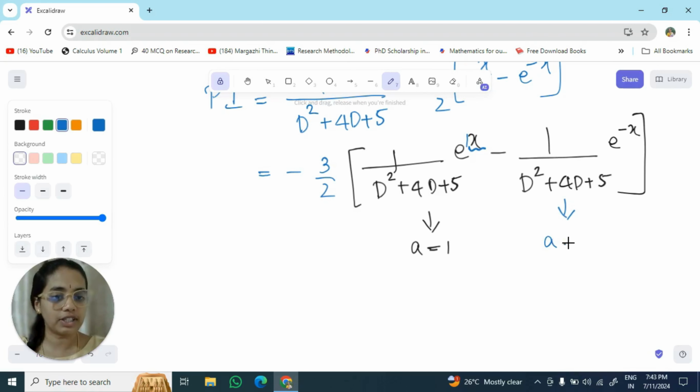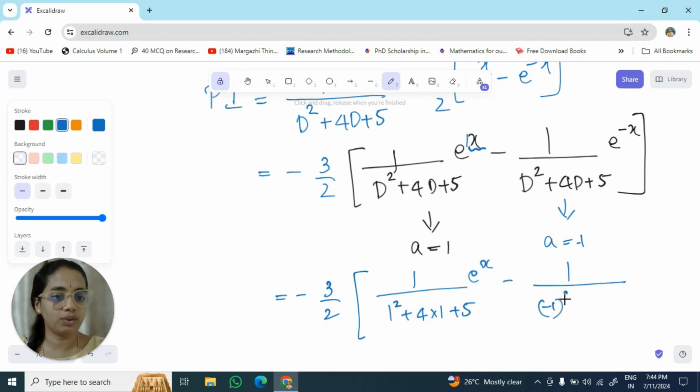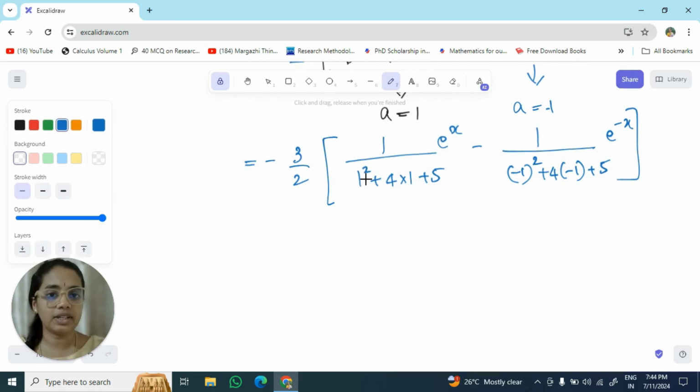Over here the coefficient of x is negative 1, so the value of a is negative 1. So let us replace these, right? We will get minus 3 by 2 into 1 by 1 square plus 4 into 1 plus 5, e power x, minus 1 by (minus 1) the whole square plus 4 into minus 1 plus 5, e power negative x. Yes, so what happens to our terms over here?